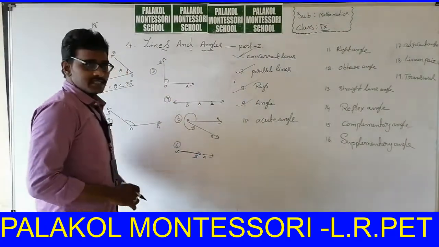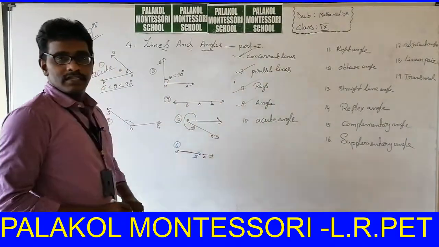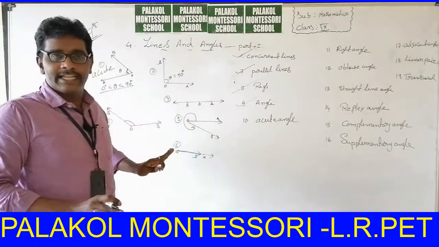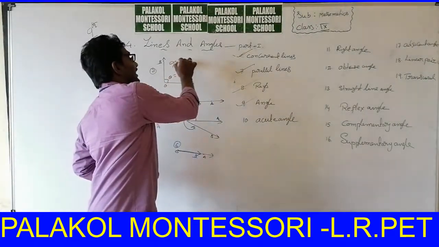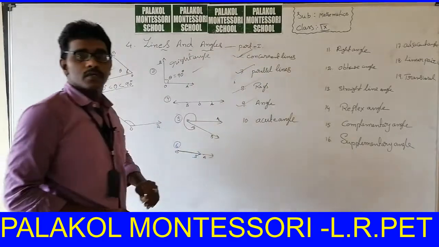Next one. Here theta is exactly 90 degrees. The angle here is exactly 90 degrees. This one is called a right angle. Right angle, the second one, is over.